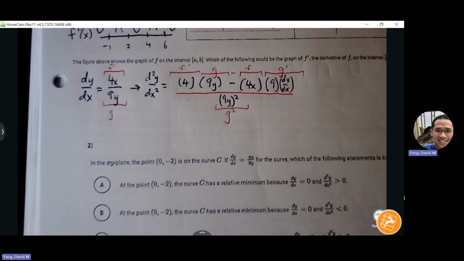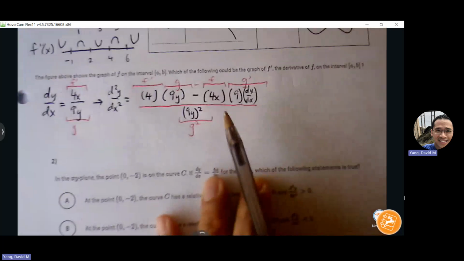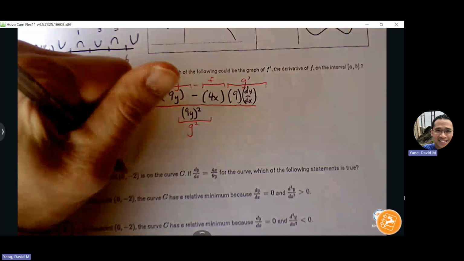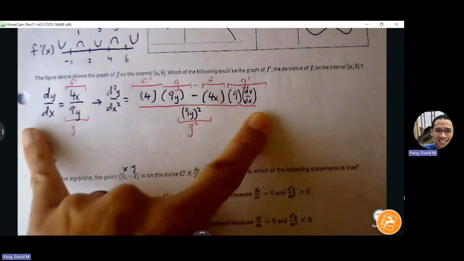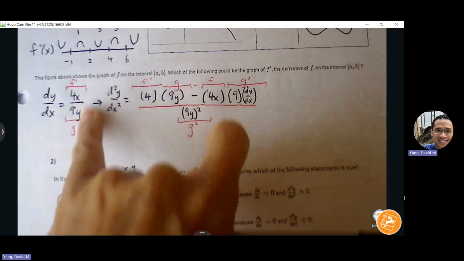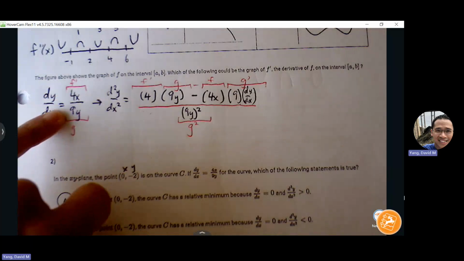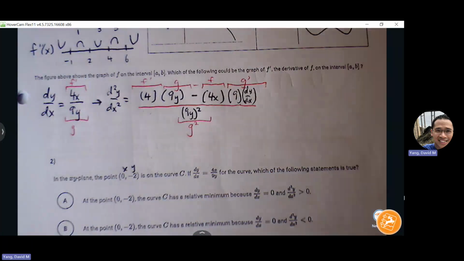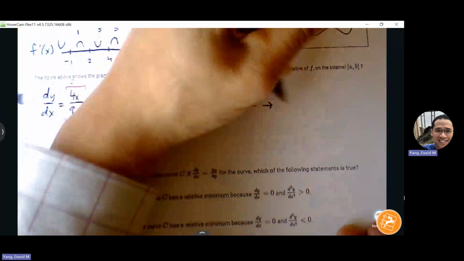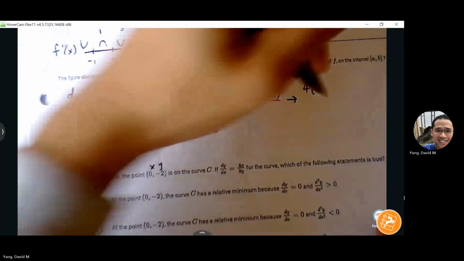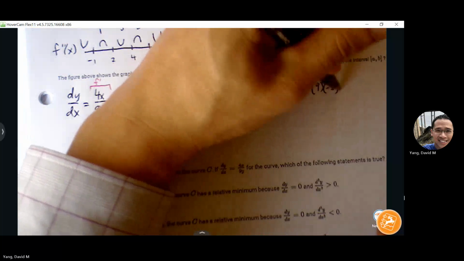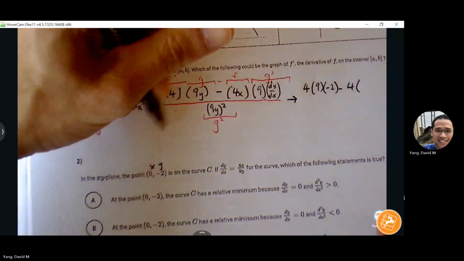Okay, so now we can replace every x and y with 0 and negative 2. And then for dy/dx we can replace with 4x over 9y, which if we plug in, is just 0 over negative 18, which is 0. But I'm going to go ahead and plug everything in here. So 4 times... The nice thing is that the 0 is going to wipe everything out here. That's going to wipe this term out.